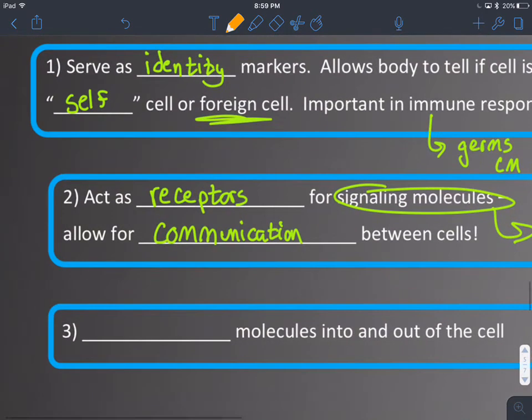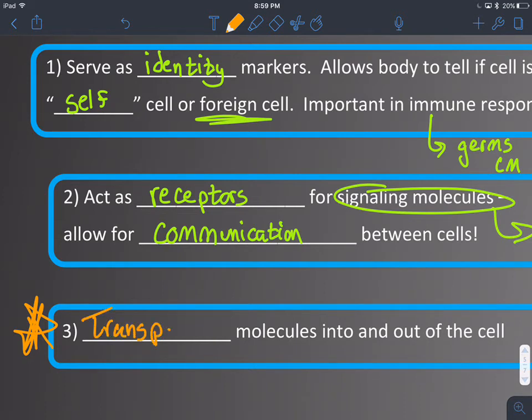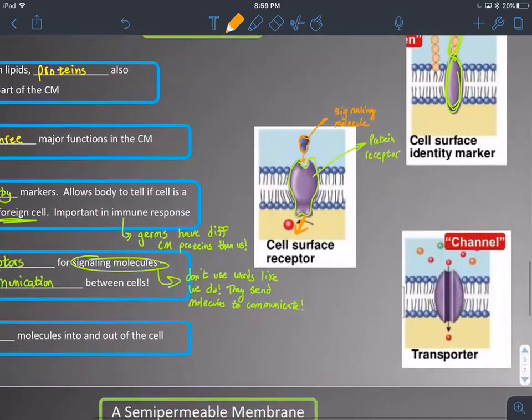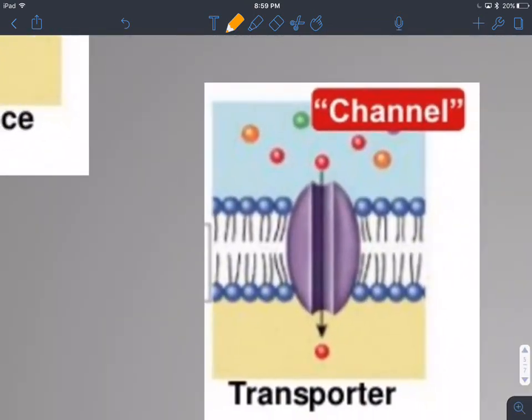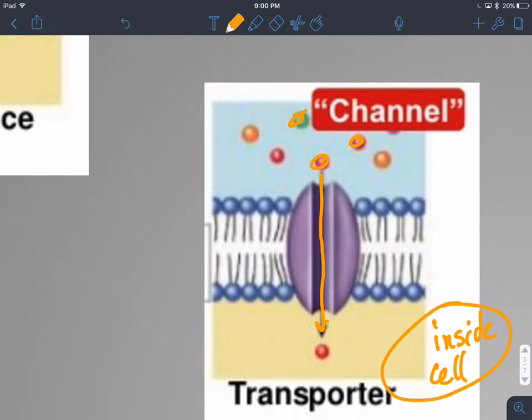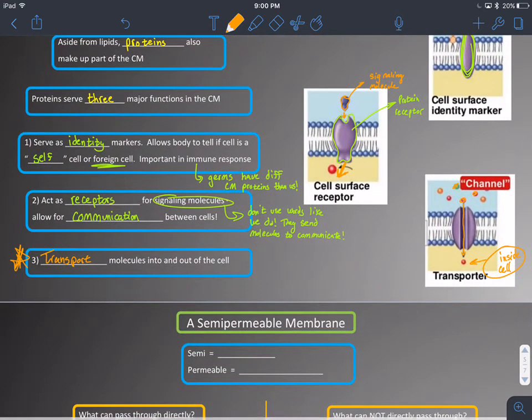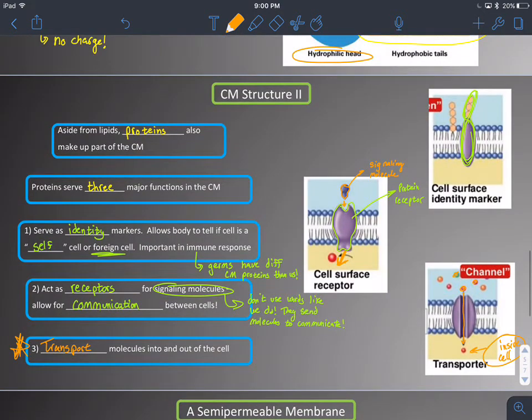And last but not least, this one is super duper important. Proteins are able to transport different molecules into and out of the cell. As you can see way over here, it's able to take different molecules on the outside and send them right through the protein, and they land inside the cell. Cool. So those are the three main functions of proteins.